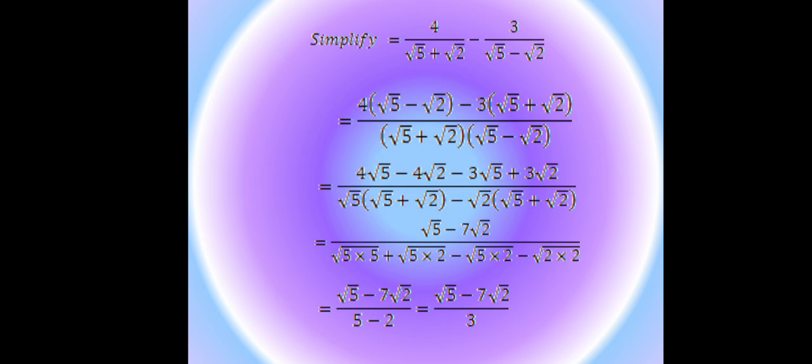Simplify 4 all over the square root of 5 plus the square root of 2 minus 3 all over the square root of 5 minus the square root of 2. You simplify, we get the square root of 5 minus 7 times the square root of 2 all over 3.